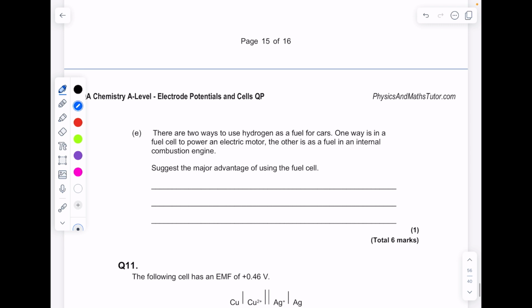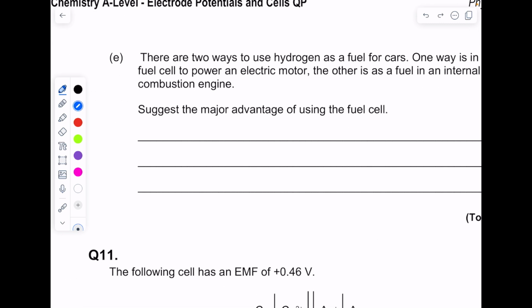There are two ways to use hydrogen as fuel for cars. One way is in a fuel cell to power an electric motor. The other is as a fuel in an internal combustion engine. Suggest the major advantage of using the fuel cell. Remember, I said that a fuel cell converts more of the available energy from combustion of hydrogen into useful energy in the car.